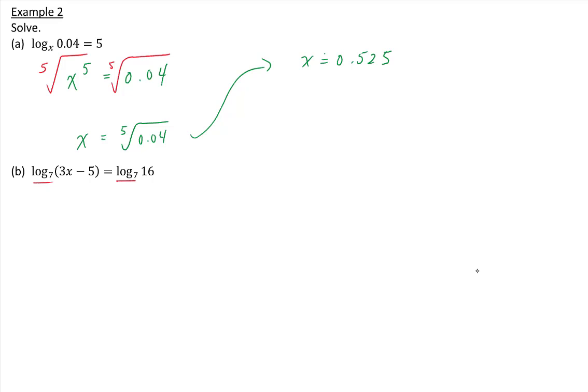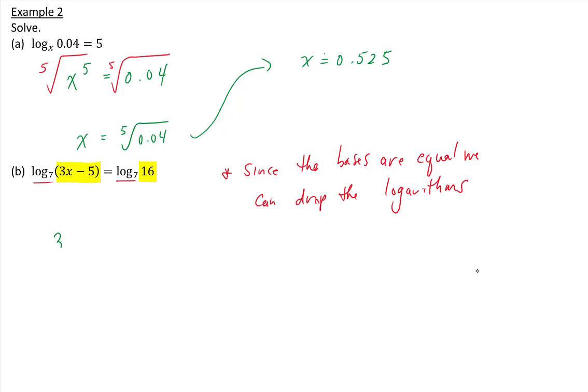Next one. Notice in this one we have a logarithm on both sides. So since they're both the same base, all we have to do is equate what's inside each logarithm. So we get 3x minus 5 is equal to 16. And then we can solve. We have 3x is equal to 21, and therefore x is equal to 7. And of course you can verify by substituting x back into the expression and checking that the left side equals the right side.